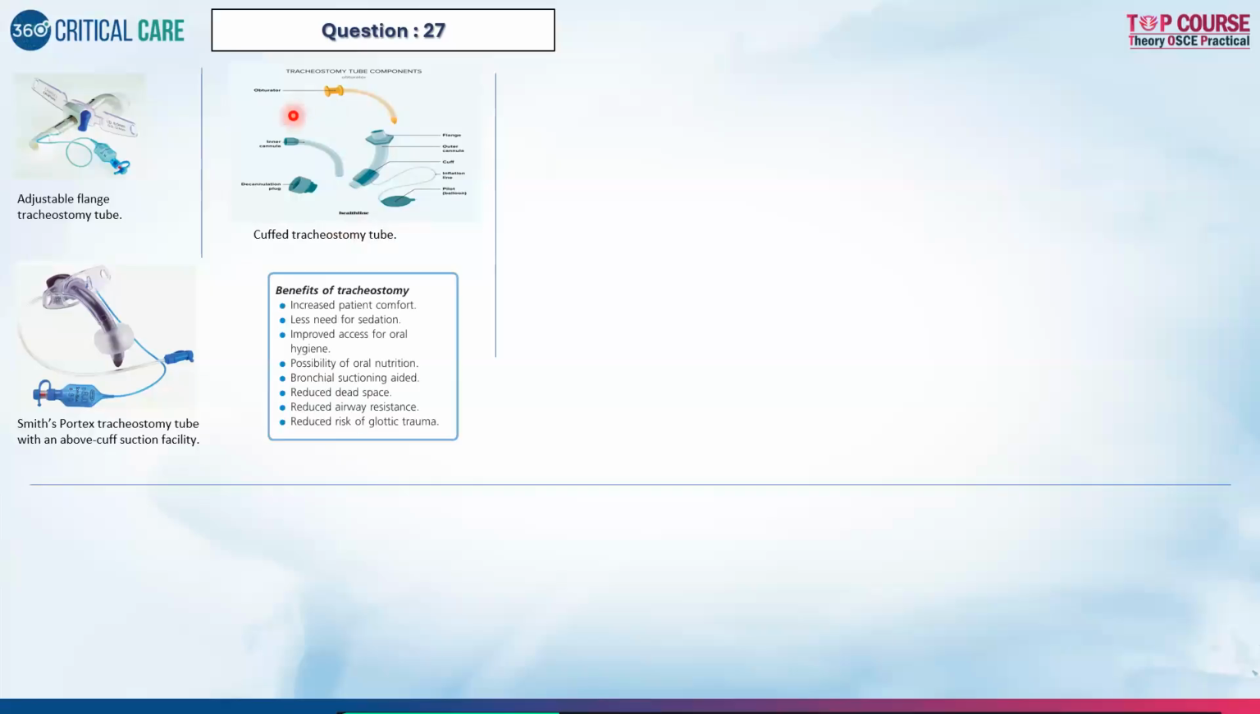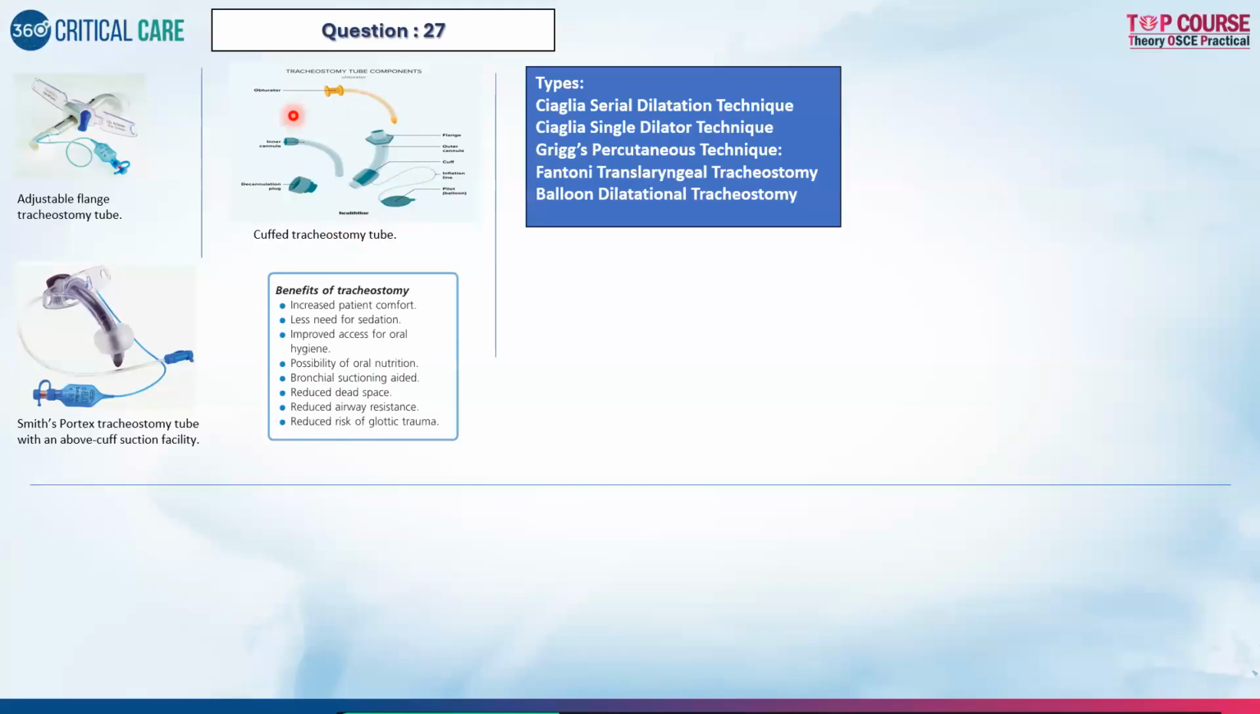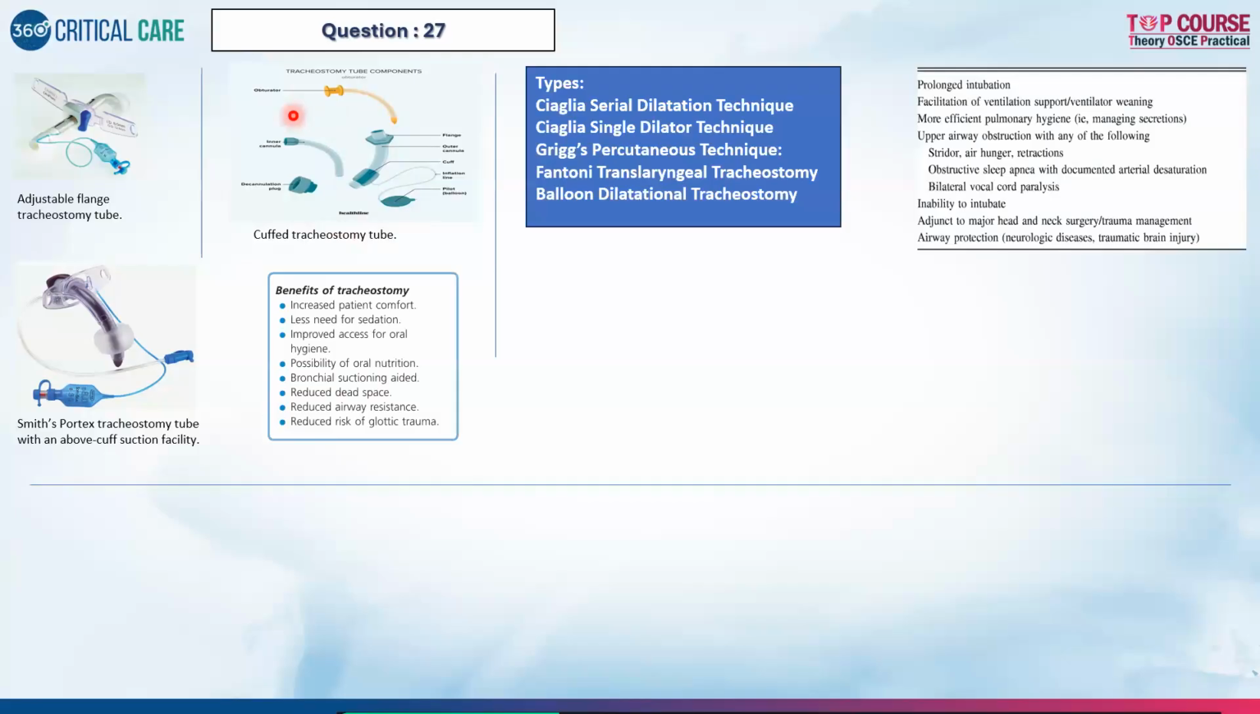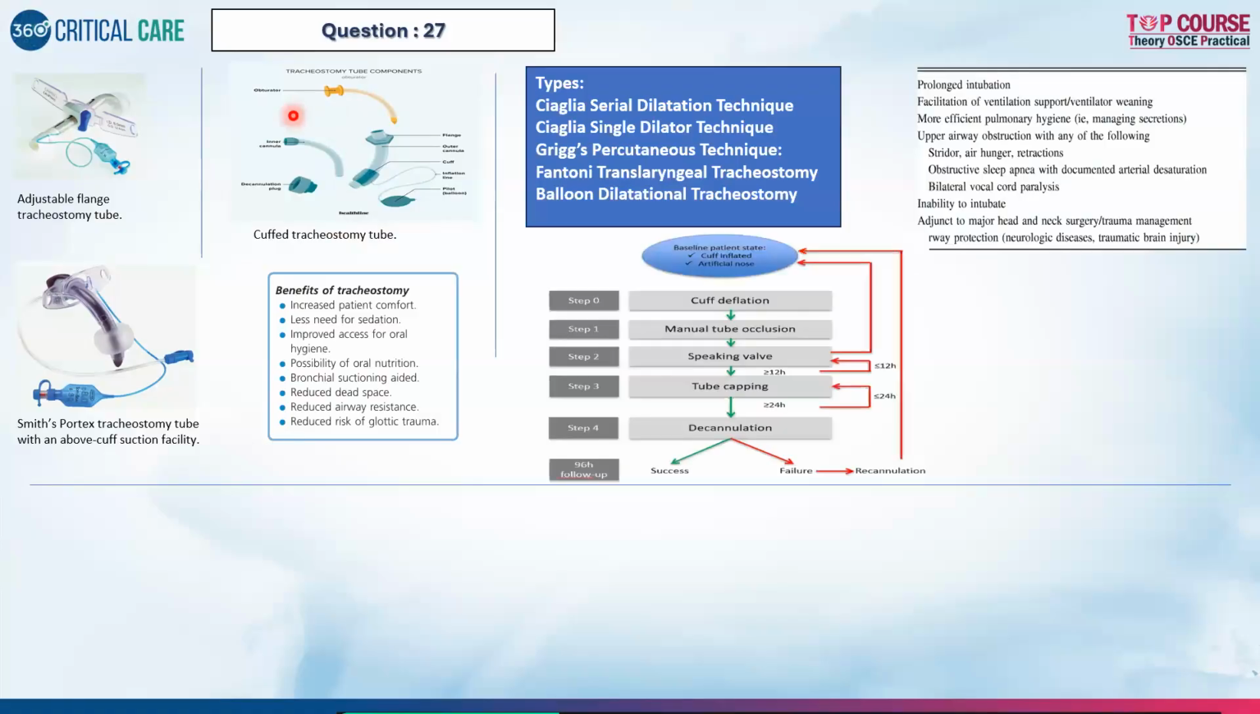The benefits of tracheostomy, what are the evidences for it? Different types of tracheostomy tube techniques one needs to remember. Where is it used? In case of prolonged intubation, facilitation of ventilator support and weaning, upper airway obstruction, inability to intubate, as an adjunct in major head and neck surgery, trauma management, airway protection.